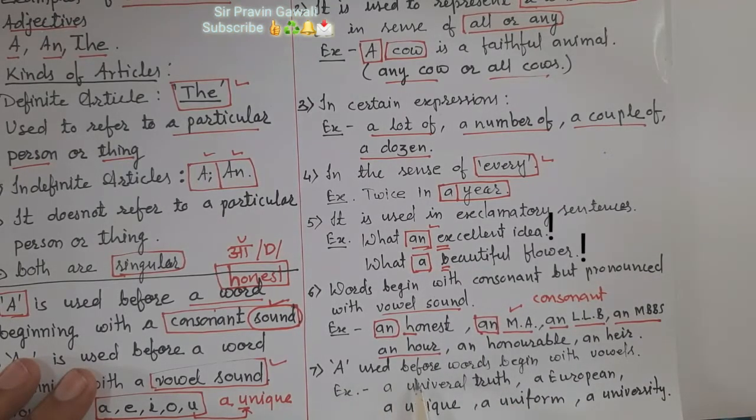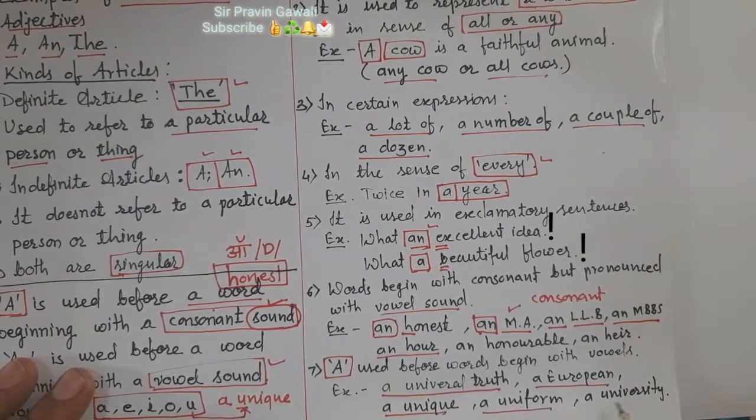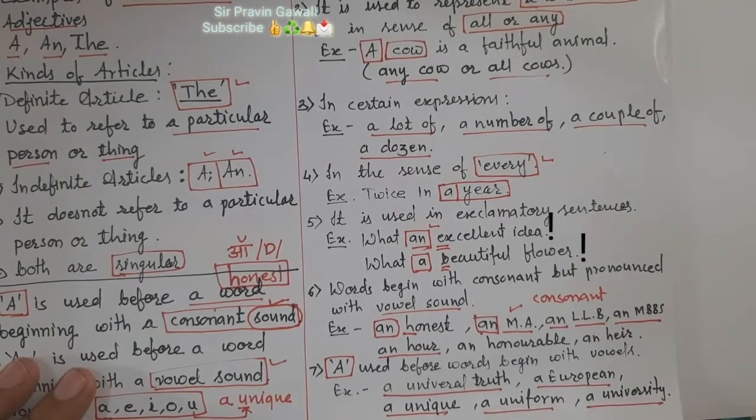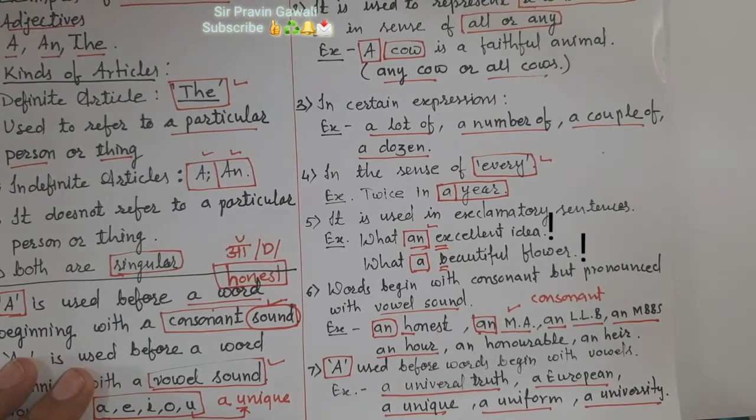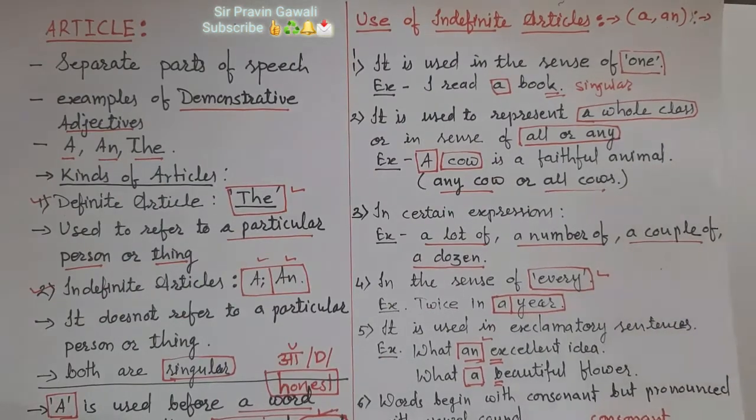"A" is used before words that begin with consonant sounds. Sometimes the words begin with a vowel letter but we use "a" in front of them. For example, a universal truth, a European, a unique, a uniform, a university. Students, learn it. Okay, have you understood? Very good. Now students, let's move forward.